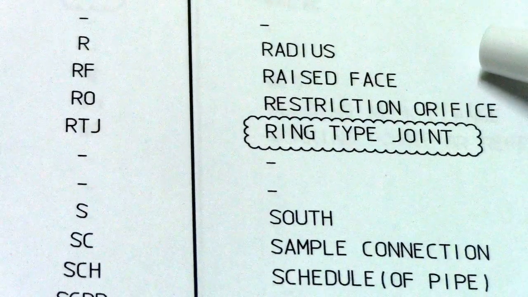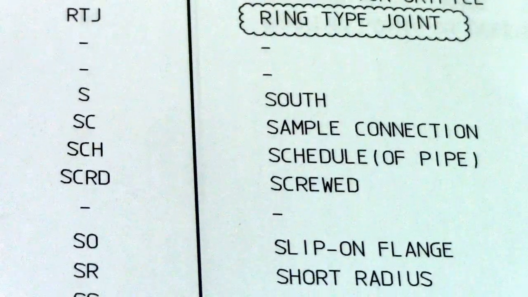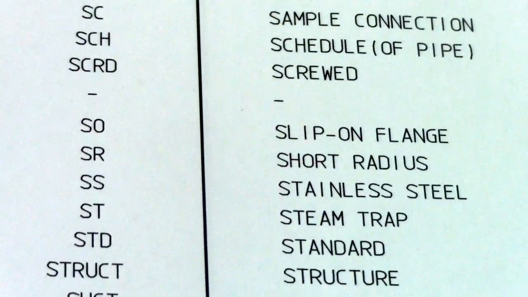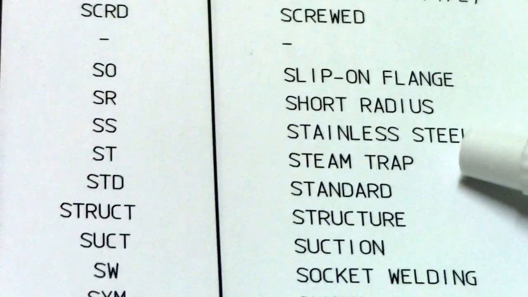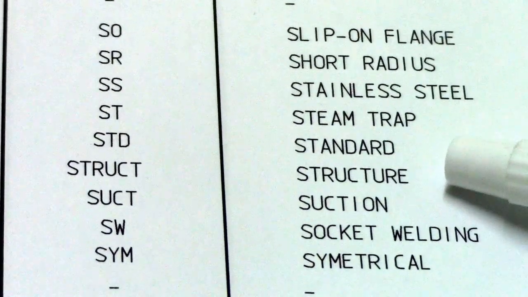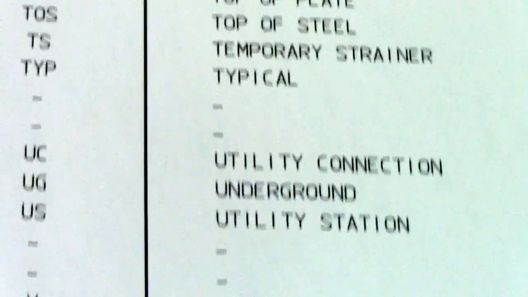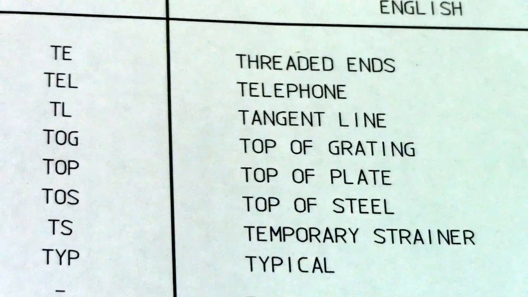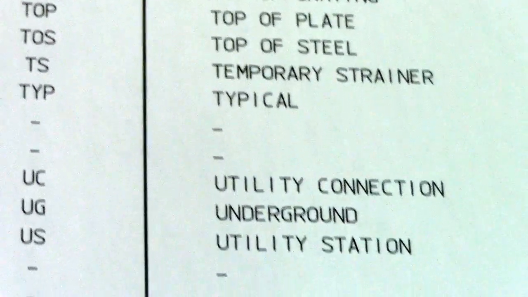Sample line connection, schedule, screwed, slip on flange, short radius, SS, stainless steel, steam trap, STD, standard, structural, socket weld, and symmetrical. So this is number one important in piping. Please take note of all of this, guys.